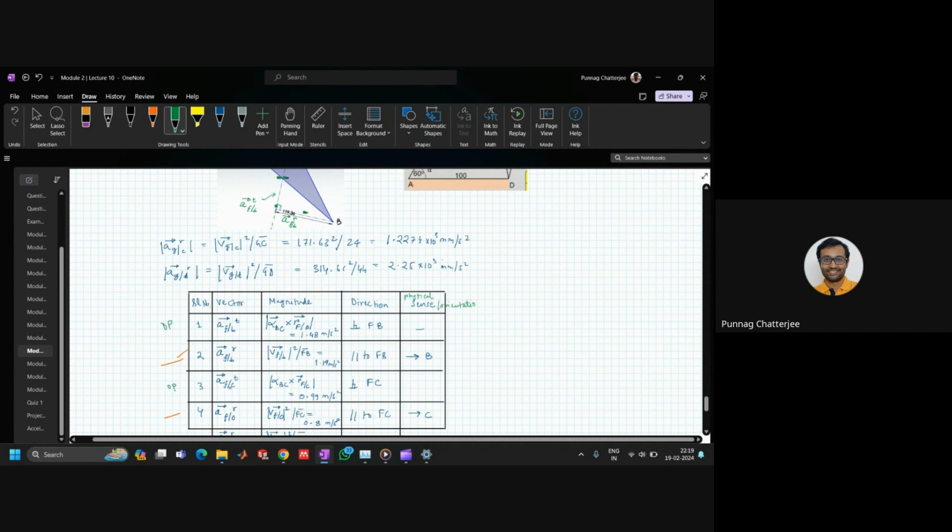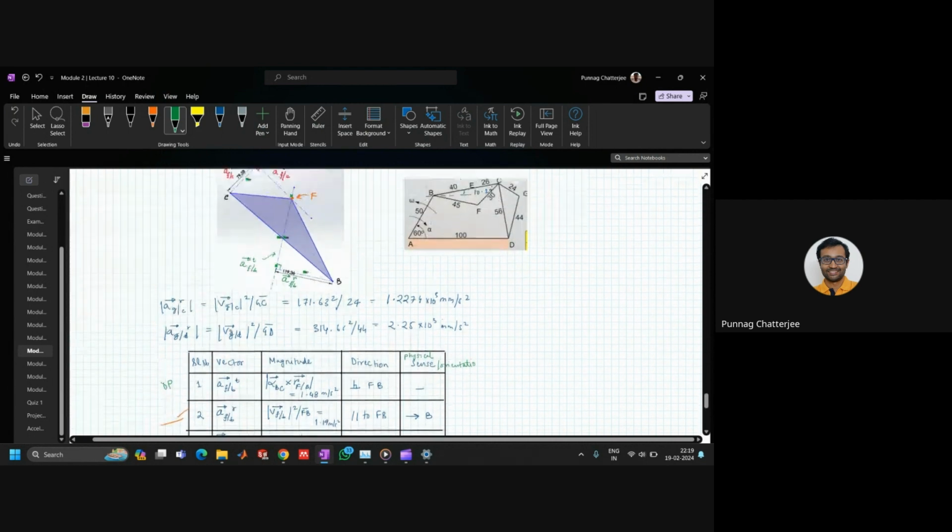If you find it out, no issues. You can always verify your answer. So we only need to find the radial components, because we know the direction. For the tangential ones, we do not know the direction. The radial part, we know the direction as well as the magnitude.